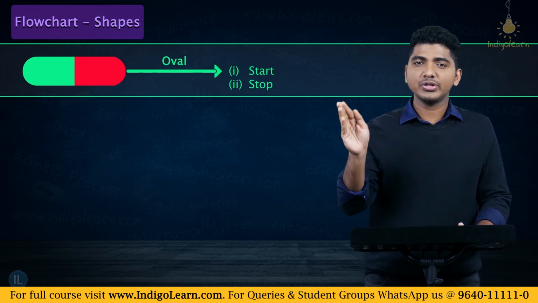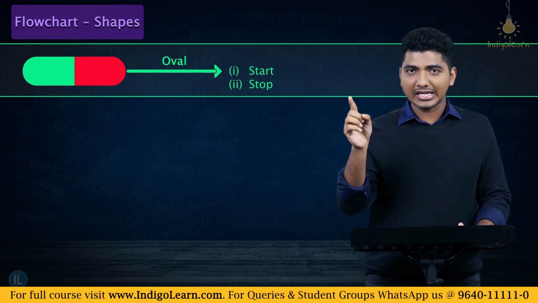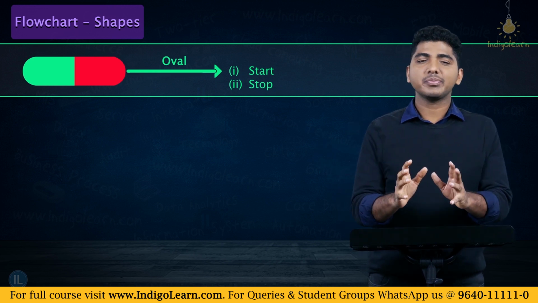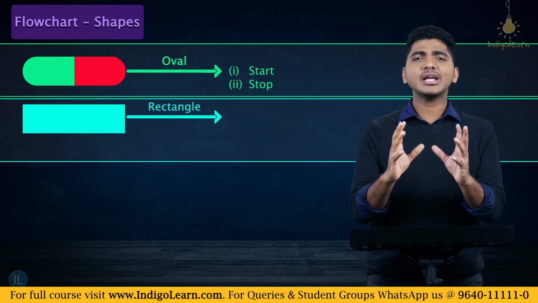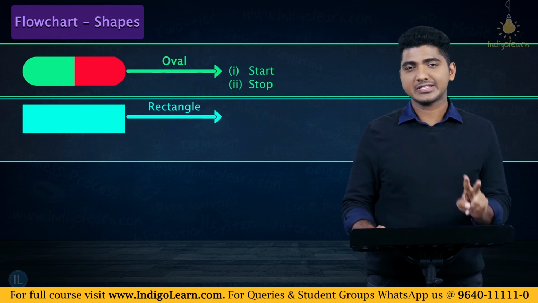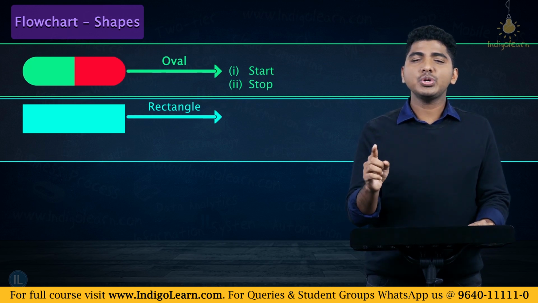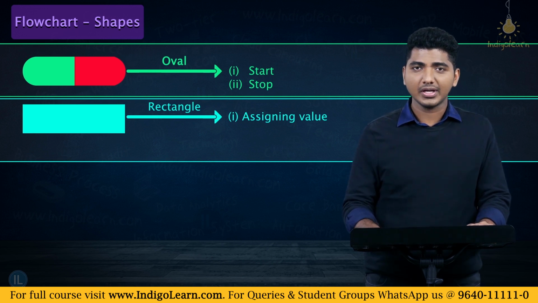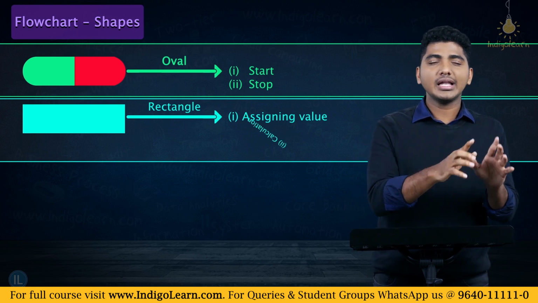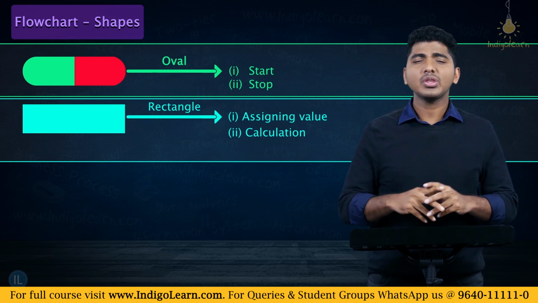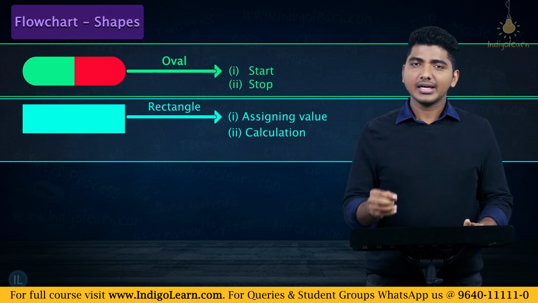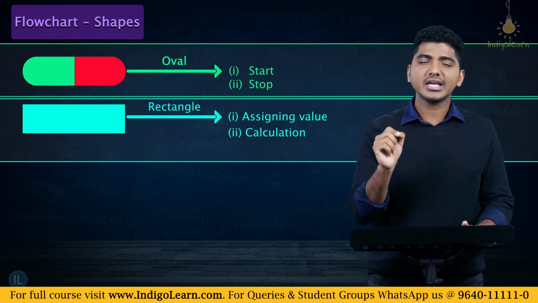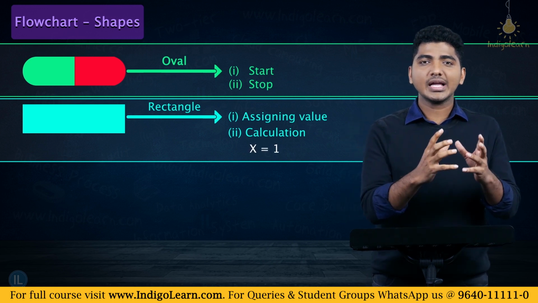So are you clear with when you use the oval shape? When do you use it? When you start a process and when you stop a process. The next shape is the rectangle. A rectangular box is used on 2 occasions mainly. One is whenever you are assigning a value. And whenever you are making a calculation, you use a rectangular shape. Now what do you mean by assigning a value? If you are to say x is equal to 1, you will put it in a rectangular box.